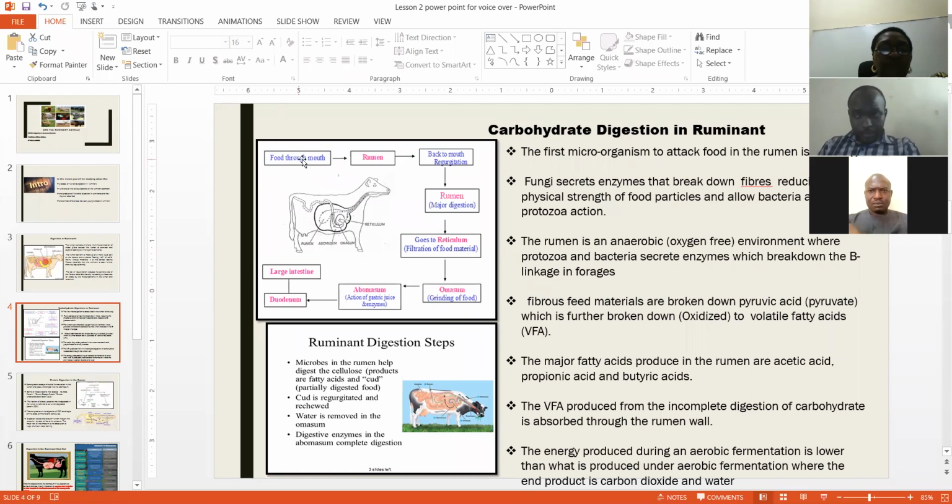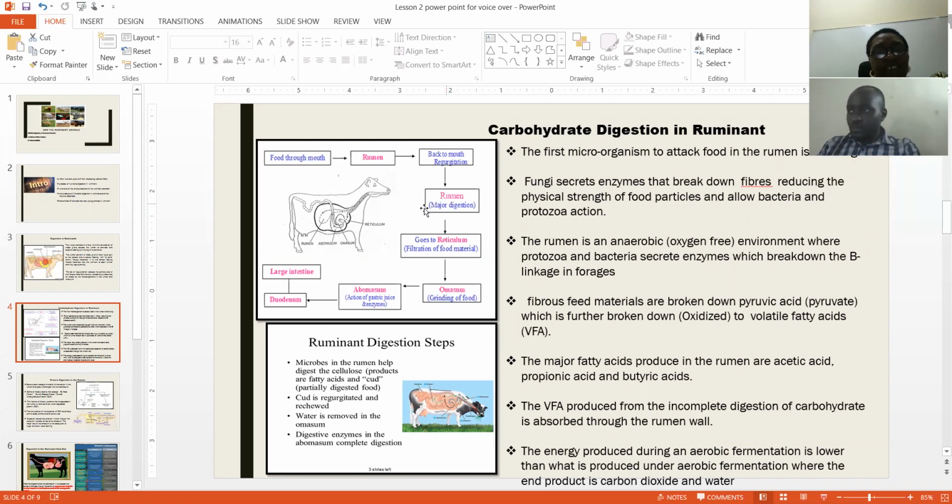You will see that it starts from the mouth. It gets to the rumen. Then back to the mouth, we talked about regurgitation. That's what happens. Then back to the rumen. The digestion takes place here. In the rumen, this is an oxygen-free environment. So it is only microorganisms that are anaerobic that can actually reside in the rumen because there's no oxygen there. And these microorganisms in the rumen are able to attack the beta linkage in forages.